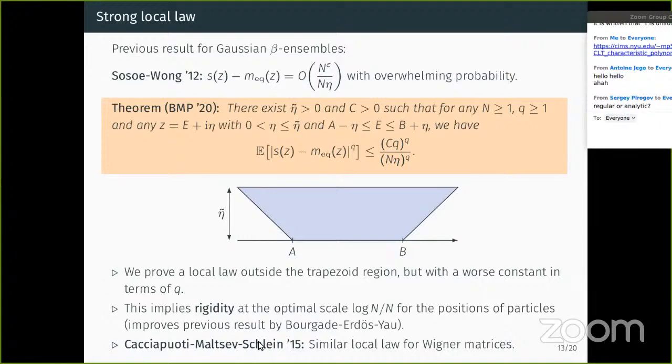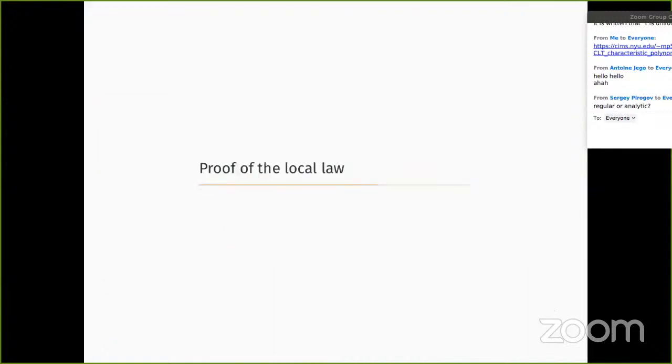Finally, I just want to mention that such a sharp local law has already been proved for Wigner matrices by Cacciapuoti, Maltsev, and Schlein. So that's it for the result.